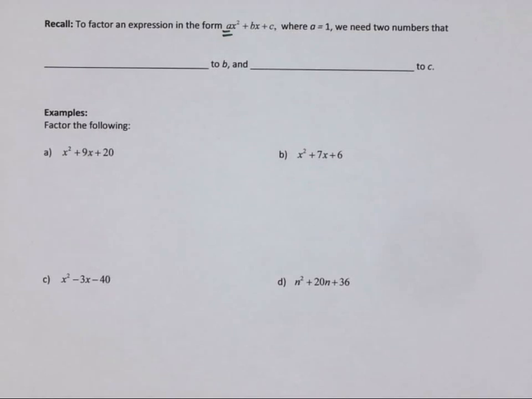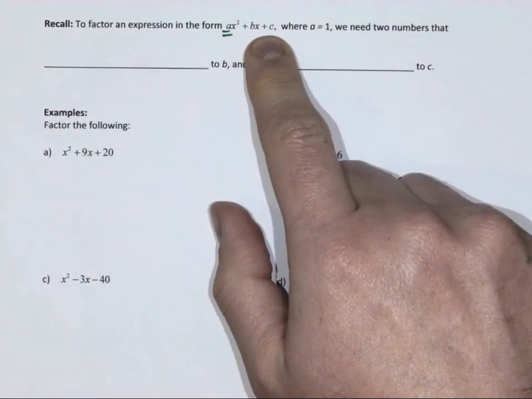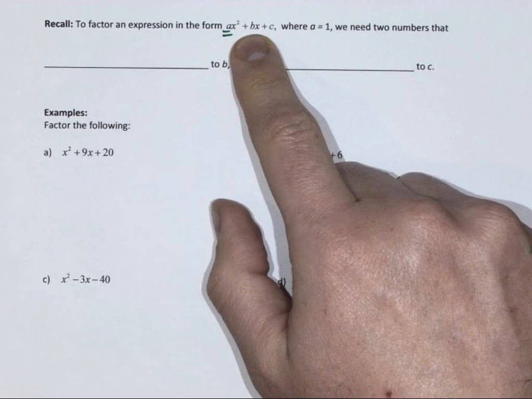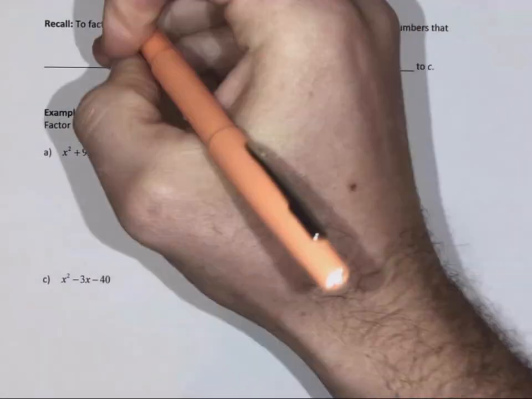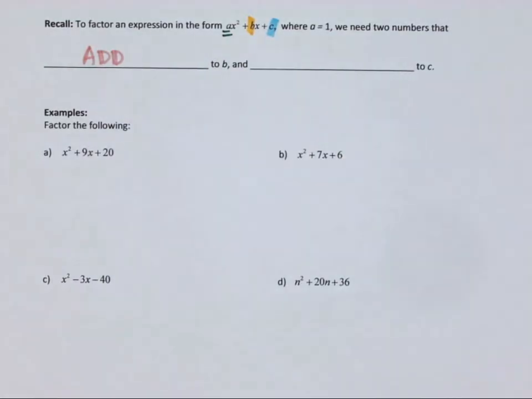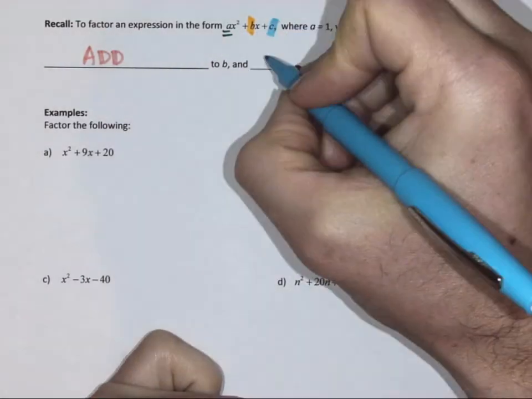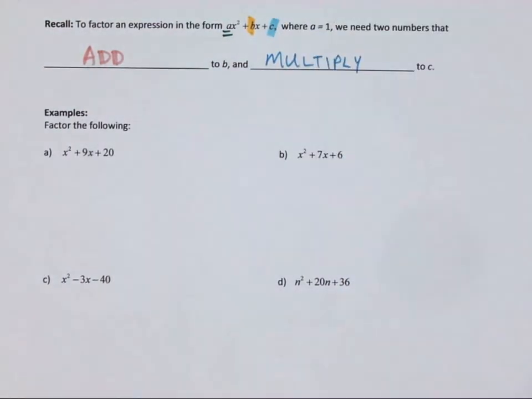As a recall, when we need to factor an expression where we have the form ax squared plus bx plus c and the value of a is 1, we need two numbers that add to the middle term and multiply to the constant or the final term. So they're going to add to the number that is in b and multiply to the number that is in c.